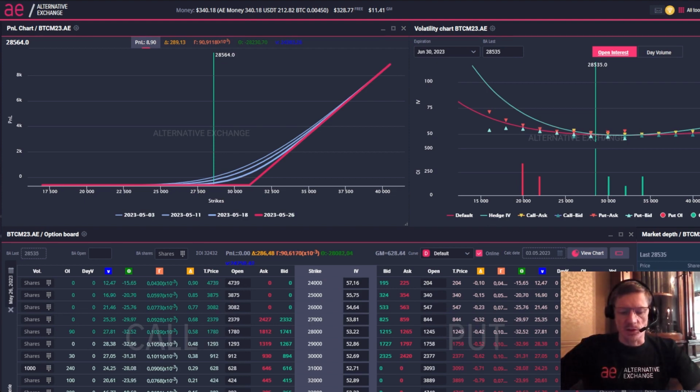There's also another type of options, the so-called flex options. These are options with a variety of conditions, which are used mainly for hedging in complex over-the-counter options transactions.